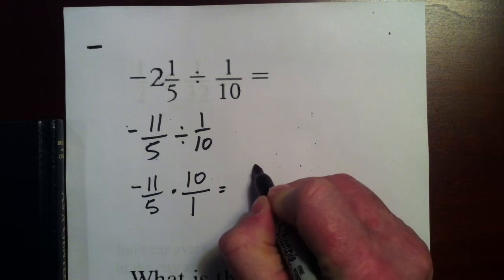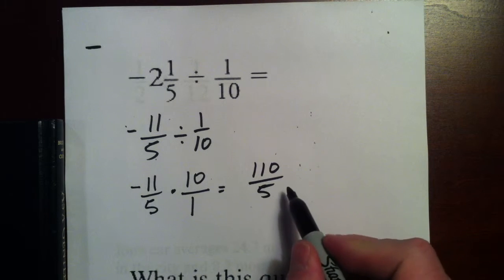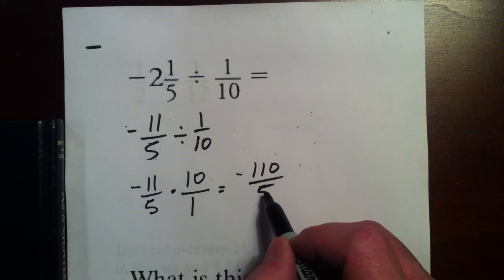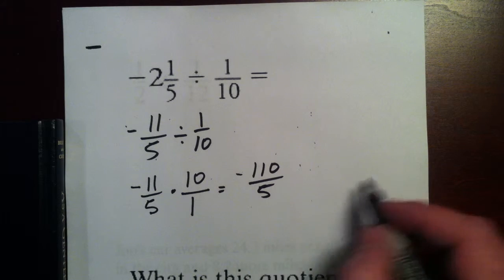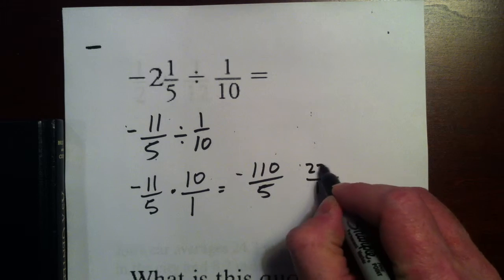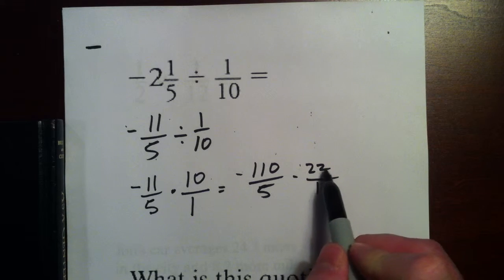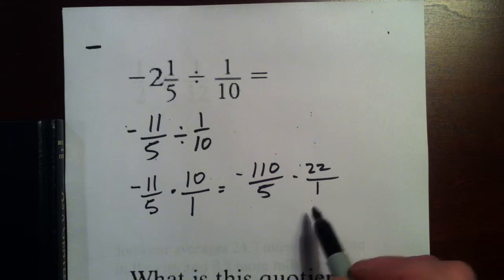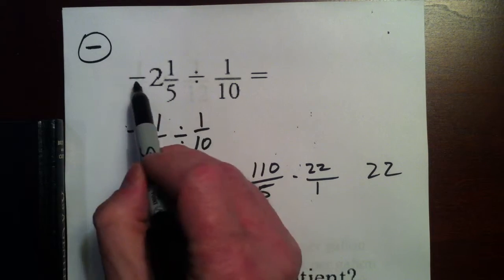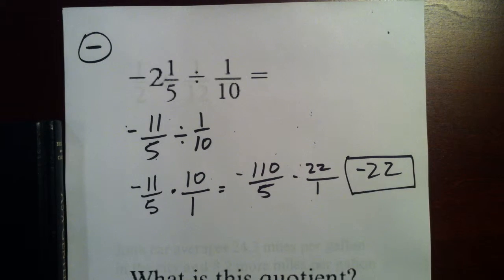This will become 110 over 5. Well, 5 will go into both of these numbers, so let's go ahead and reduce this. 5 will go into 5 one time, and 5 will go into 110 22 times. And we all know that 22 over 1 is the same thing as 22. But remember, our answer must be negative, therefore the answer is negative 22.